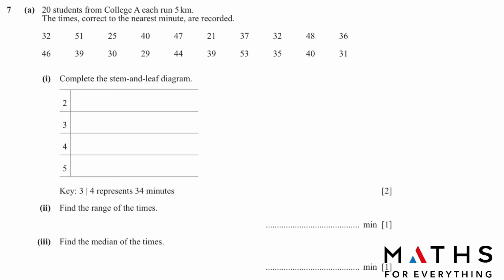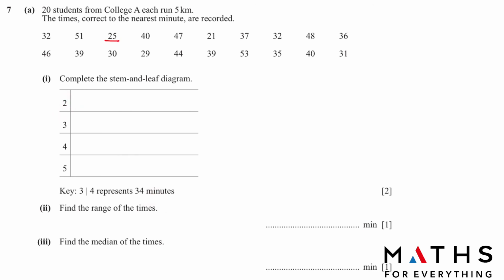Question number 7a. 20 students from college A each run 5 kilometers. The times correct to the nearest minute are recorded. Complete the stem and leaf diagram. Key is given to us. Always we have to look at the key. 3-4 represents 34 minutes.